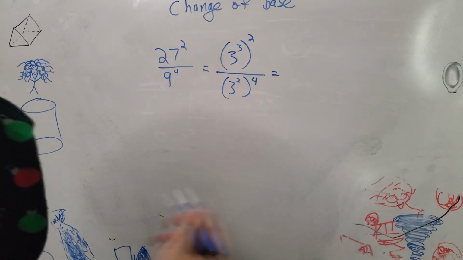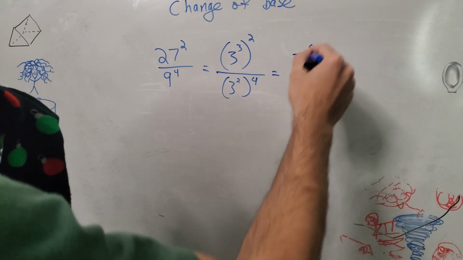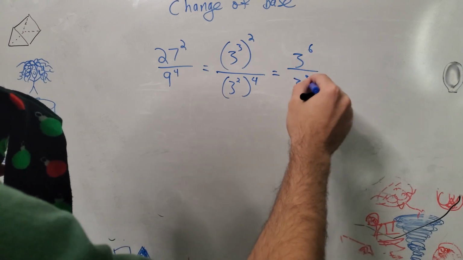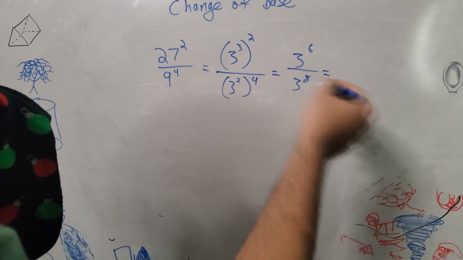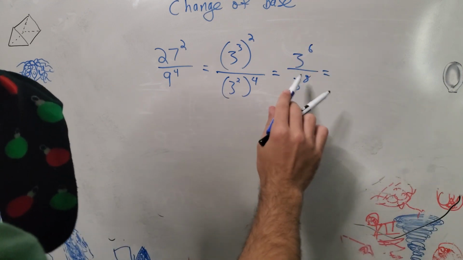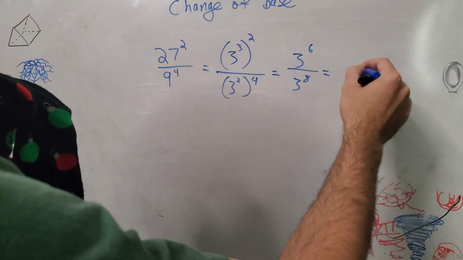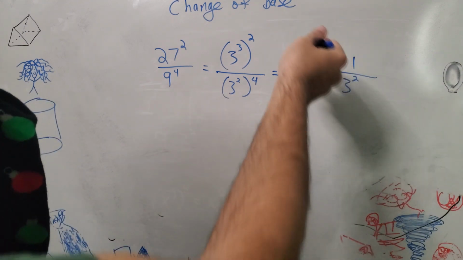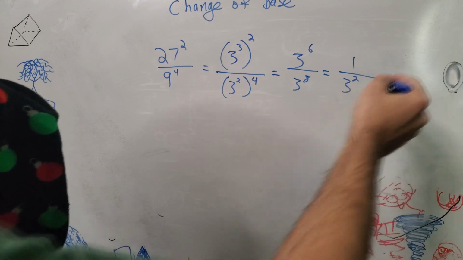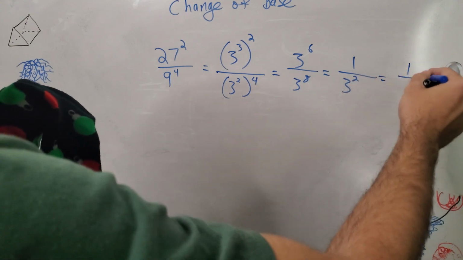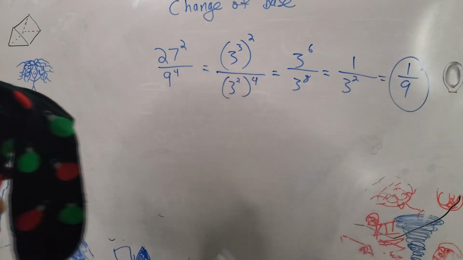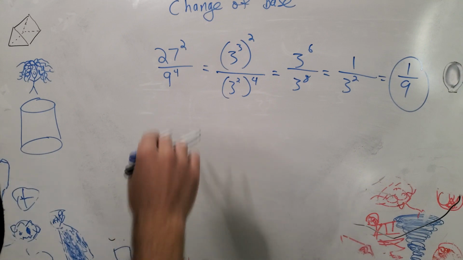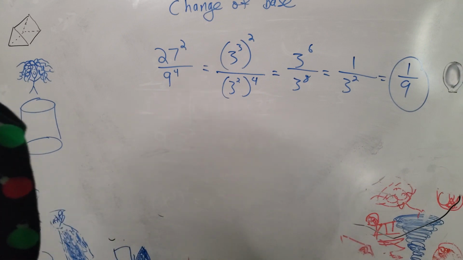Now we're in business. Now we could do power to power, giving us 3 to the 6 over 3 to the 8th. And doing 6 minus 8, or understanding that 8 is the bigger exponent, I just know that I have 1 over 3 squared. And that's a shortcut. I don't have to do the 6 minus 8. Anyways, we have 3 squared. That's going to be 1 over 9. And that's our final answer. These are great SAT practice problems, by the way.